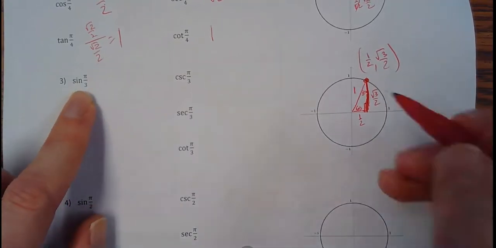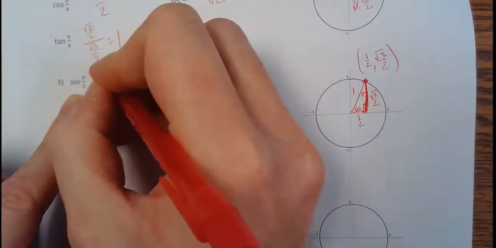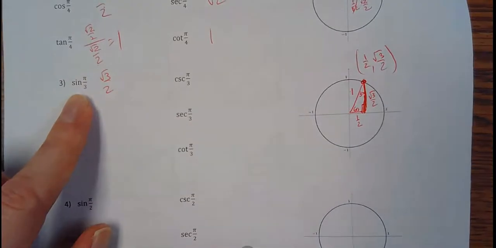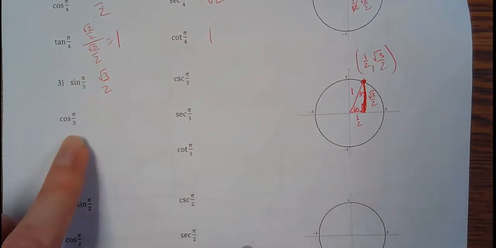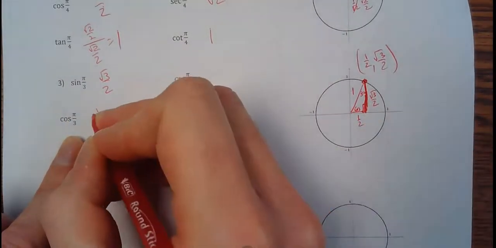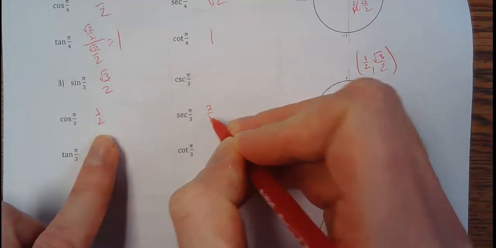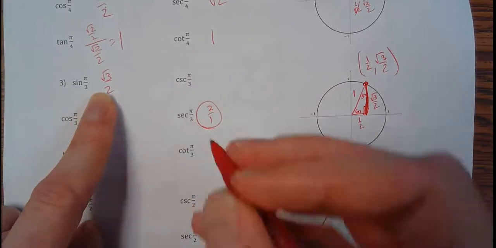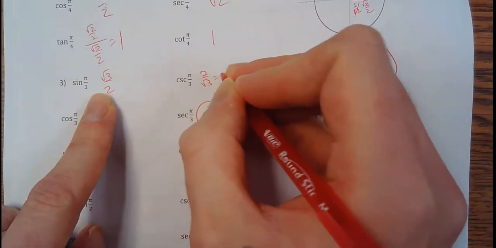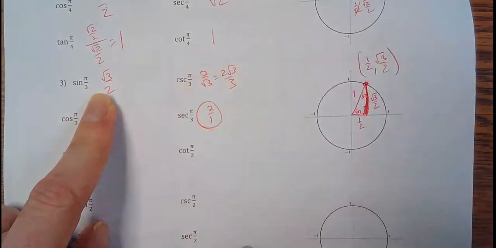So the sine ratio is opposite over hypotenuse, so radical 3 over 2 over 1, so I'll just leave it as radical 3 over 2. Cosine is adjacent, so 1/2 over 1 is 1/2. Let's flip these guys over, so it's going to be 2. Flip this guy over, it's going to equal 2 radical 3 over 3.